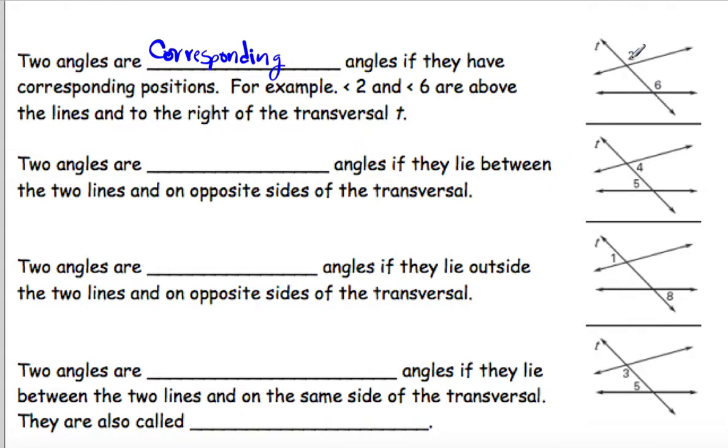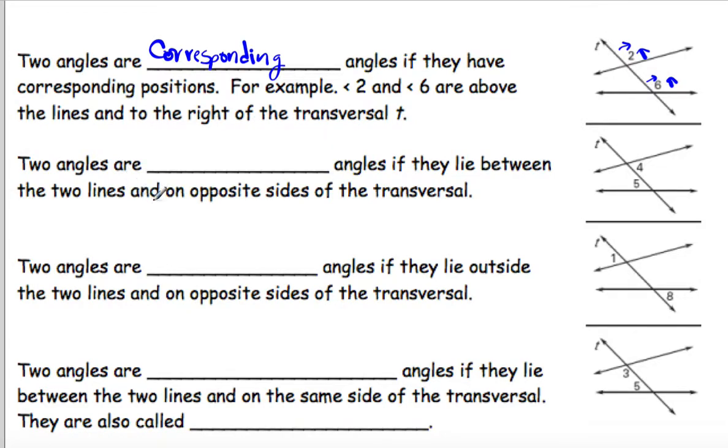Notice how 2 is above this line and to the right of the transversal. So it's above and to the right. And in this set down here, 6 is above and to the right of the transversal. T is the transversal here. So they are in corresponding locations.